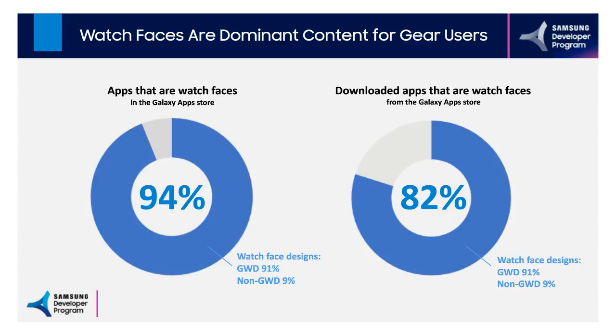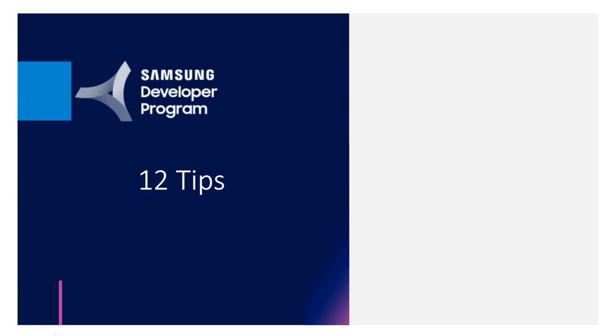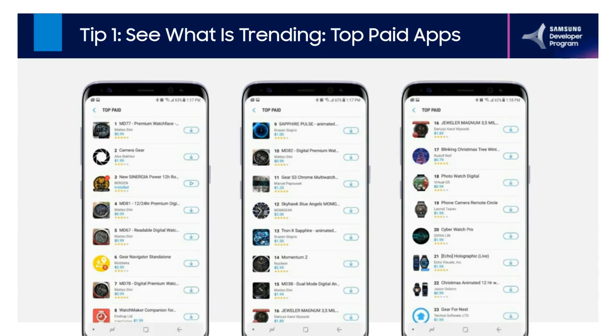So let's jump into the 12 tips that you might want to consider in the journey, how to optimize your ability to make money. First tip: in the Galaxy App Store on your phone, a very useful tab is to see what are the top paid items for your Gear. This is a very useful list.